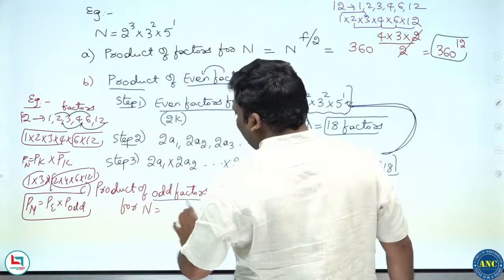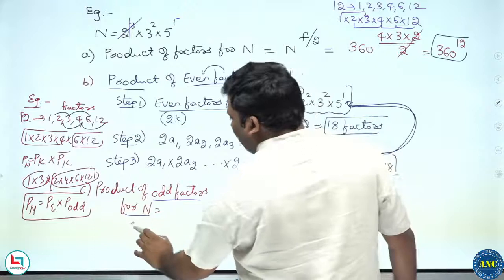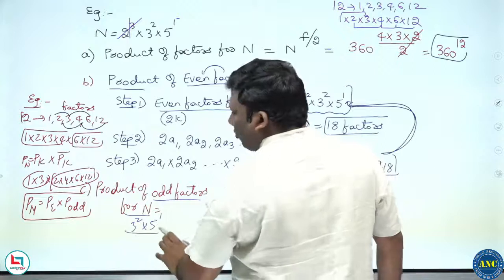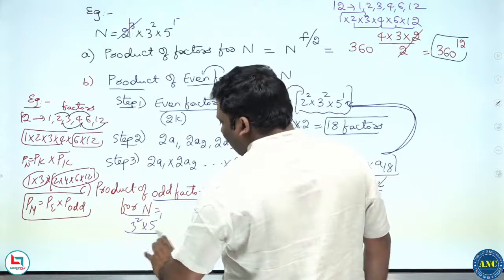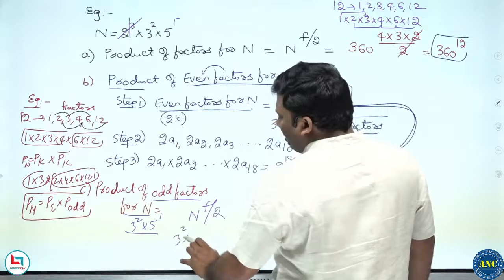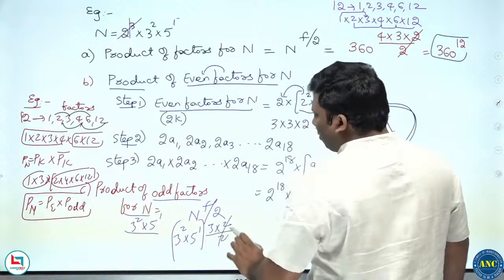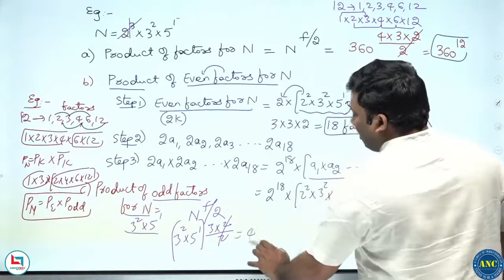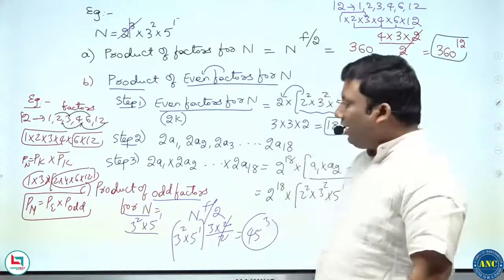Odd factors, same thing we will do. Odd factors means not a multiple of 2. So it is 3 square into 5 power 1. In 3 square into 5 power 1, what is the answer? Number power number of factors by 2: 3 square into 5 power 1, whole power 3 into 2 by 2, which is 45 power 3. Product of the odd factors is given by 45 power 3.